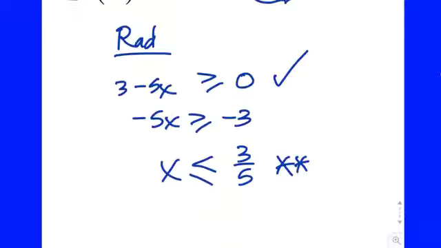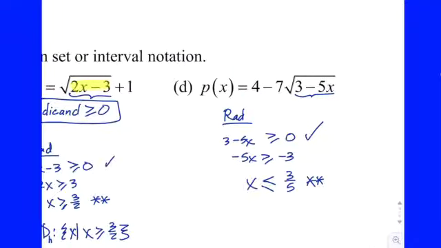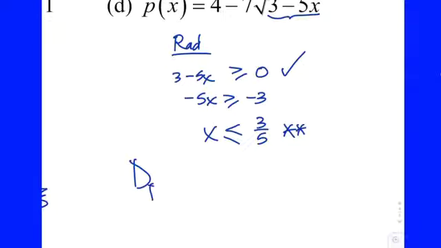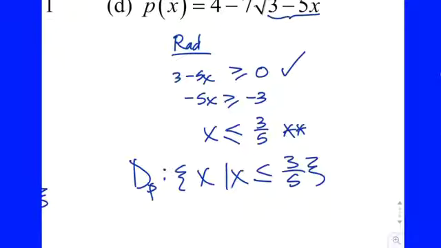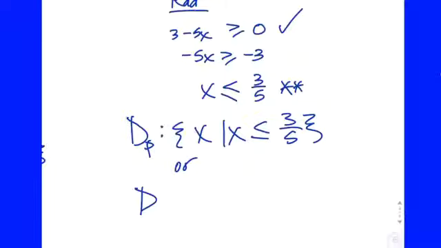All right? And, yeah. That's all, right? There's no division by 0. So now we just say d sub p, such that x is less than or equal to 3/5. Okay? And then we could say, or d sub p is beefy bracket 3/5 to infinity. Yeah? No, I saw that a few times. These are not saying the same thing. 3/5 is an upper bound, right? Less than 3/5. This says bigger than 3/5.